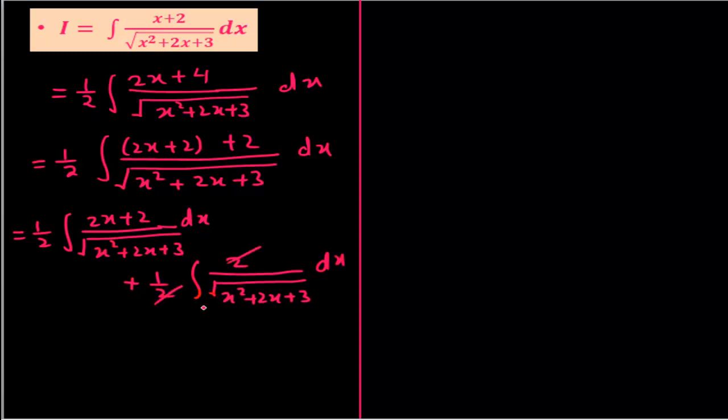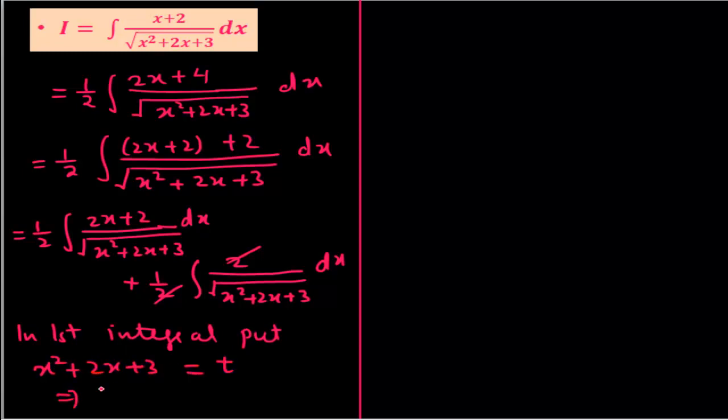So what do you see? It is broken into two integrals now, where in the first part we are able to use substitution. In the second part I will convert it into perfect squares. So we'll write in the first integral, put x square plus 2x plus 3 equal to t. That means its derivative, which is 2x plus 2 into dx, can be replaced by dt.